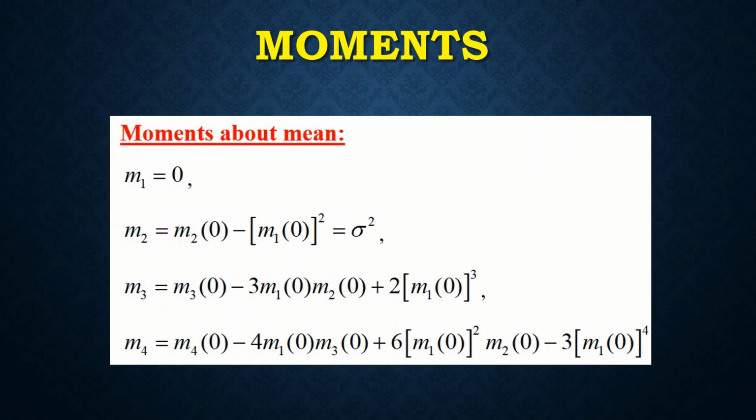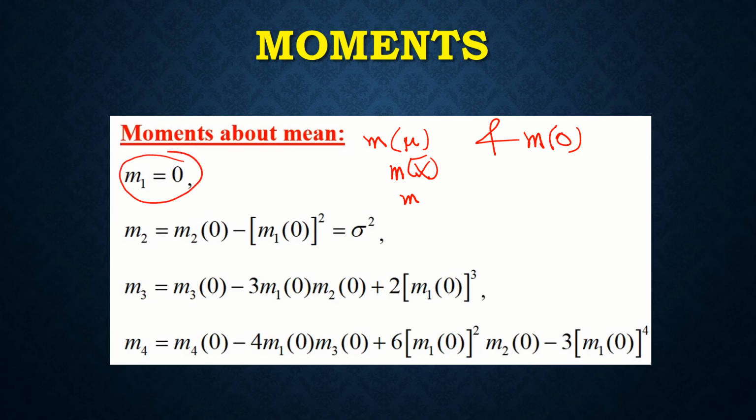Moments about mean. We denote the moments about mean by the symbol m, but the moments about 0 by the symbol m of 0. Okay, moments about mean is denoted m of mu or m of x bar, or for simplicity m. m1 is the first moment about mean and it's equal to 0.